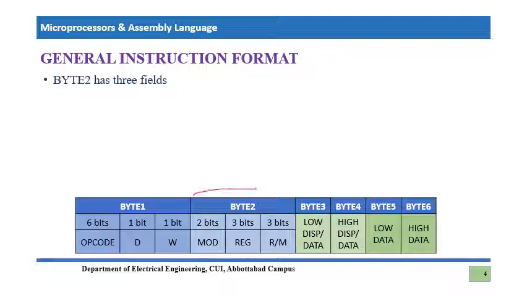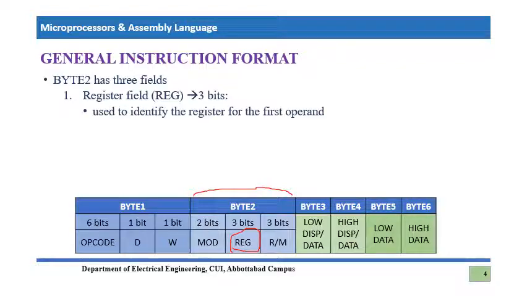So this is our byte 2, and it again has 3 fields. The first field, which we discussed in the last slide as well, is the register field. It is a 3-bit field used to identify the register for the first operand. It can encode any register operand, and it is connected with the D bit in byte 1. We have discussed this point as well. If you remember, D will be 0 if this register is going to be the source register, and D will be equal to 1 if that register is the destination.